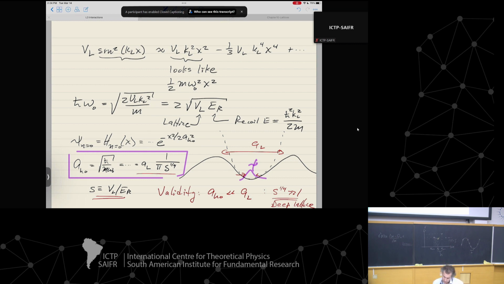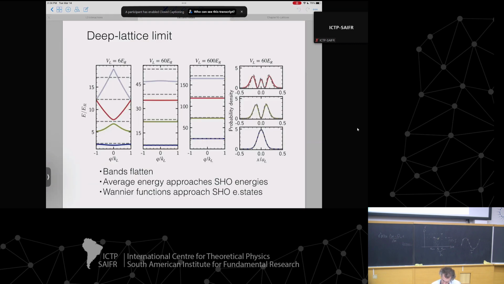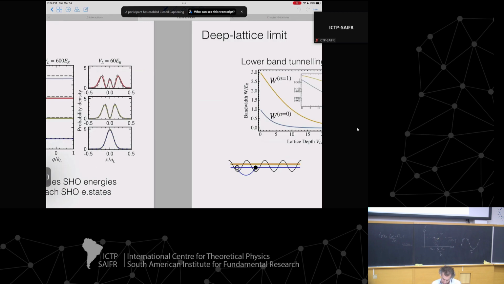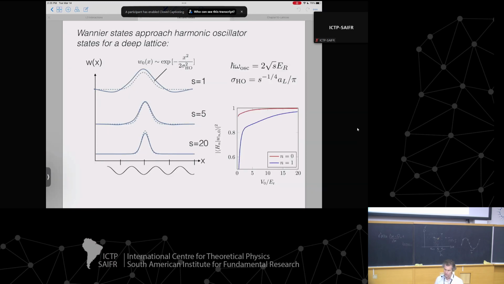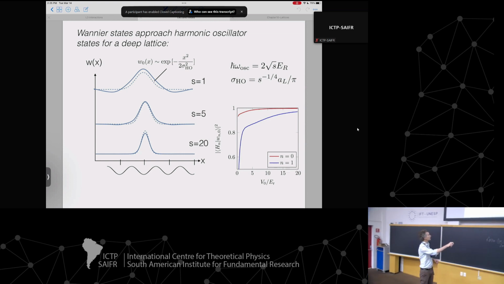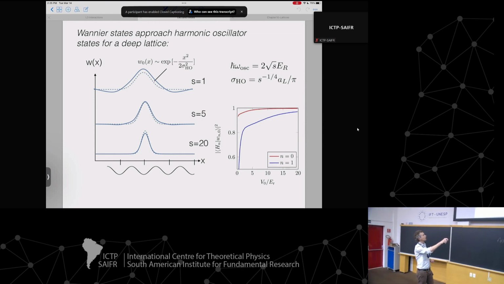Okay, so that's why this kind of thing works, and you can compare, for instance, if I just show you the harmonic oscillator function at a lattice depth equal to 1 recoil, it's not so great. But as I get to 5 and 20, it's already great. It seems to work better than it should, because I just said that s to the 1/4 has to be much greater than 1, which maybe there's a factor of pi there that helped us, but okay.